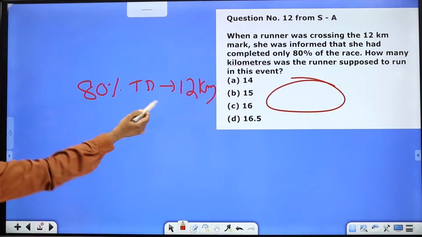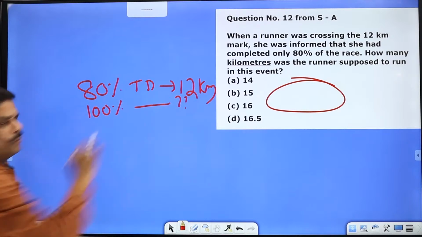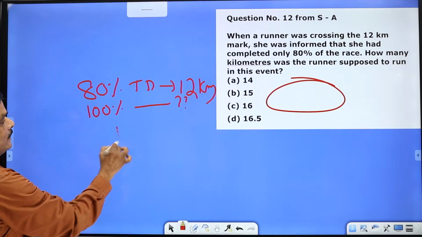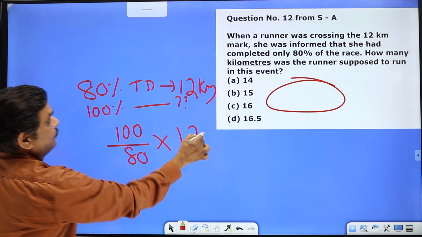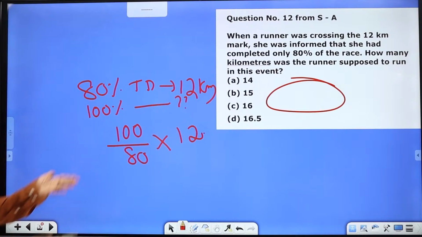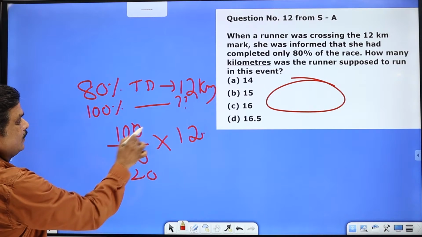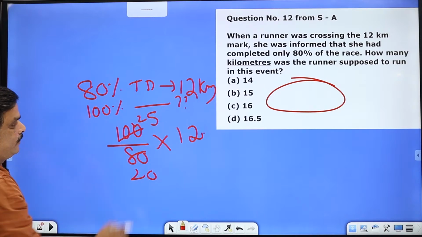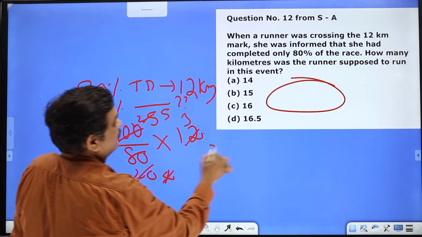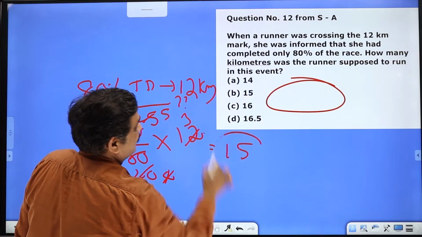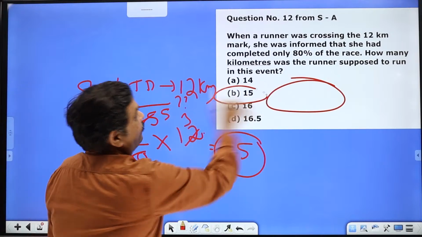Now 80% is 12 kilometers, 100% is how much? Only one step here. That answer is 100 by 80 into 12. So just simplify this one. You will get 2 times, this is 0.25, okay. So 4 times, this is 3 times, and you will get 15 kilometers is the total distance. So my answer is 15.